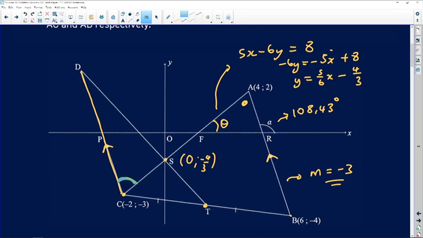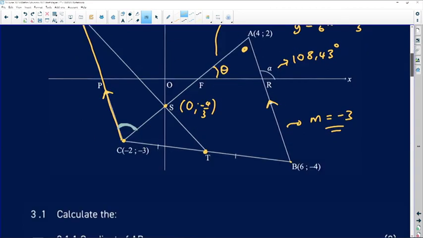Now, why am I doing this? I'm interested in the gradient 5 over 6. I'll use it to find the angle of inclination. And that angle of inclination will give me the value of angle A. So remember that. Just please remember that.